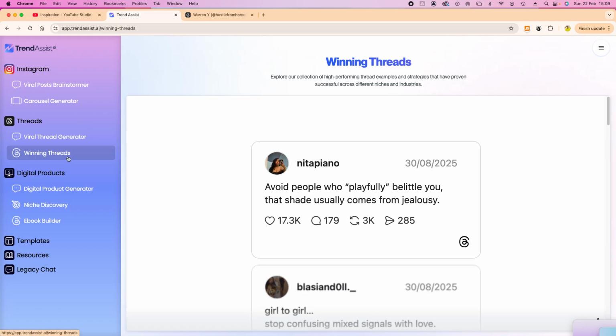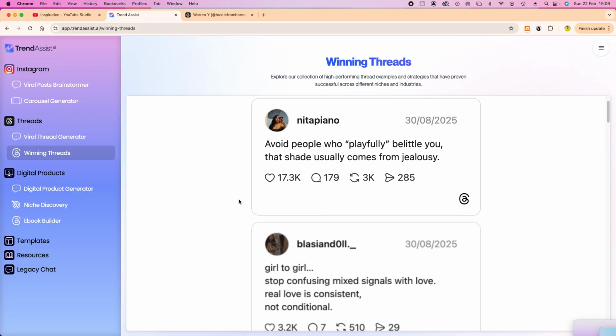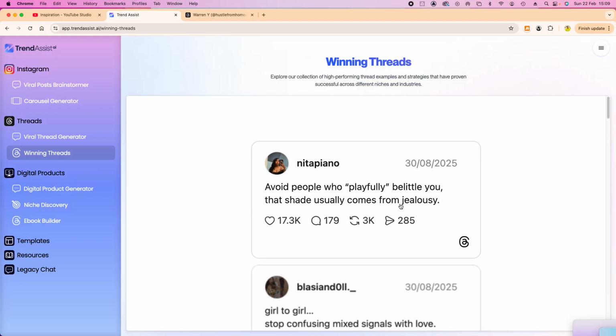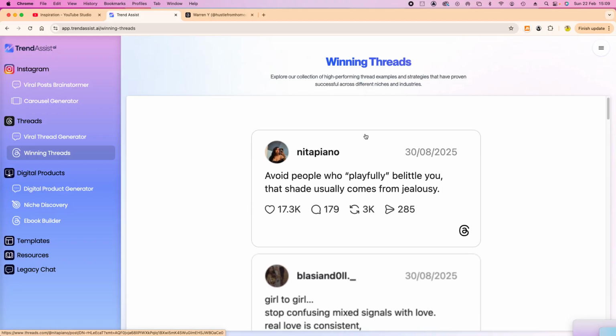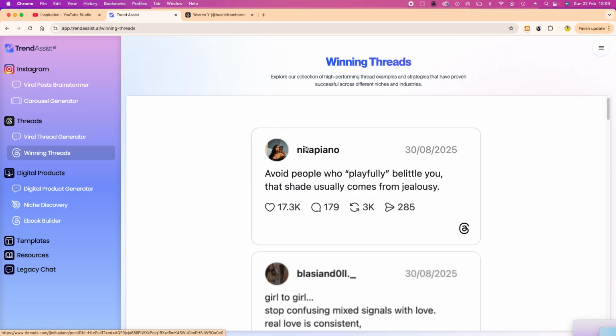The next thing I realized is this Winning Threads section, where it says explore a collection of high performing thread examples and strategies that have proven successful across different niches and industries. Basically, these are some of the best threads that are going viral at the minute, or maybe not at the minute, but have gone viral in the past. If we can take these formulas, there's a reason why each of these has gone viral. Avoid people who playfully belittle you. That shade usually comes from jealousy. It's gone viral, so what I would do is take that sentence, twist it and tweak it, and then repost it.